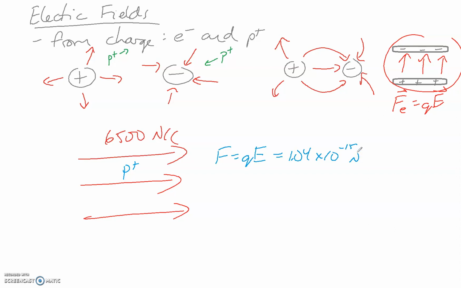Which doesn't seem like a lot, except since the mass is so small for a proton, when you extend this and find the acceleration, force divided by mass, you take that really, really small force, 1.04 times 10 to the negative 15, and divide it by the mass of the proton, 1.67 times 10 to the negative 27, you get an acceleration of around 6.3 times 10 to the 11 meters per second squared. So really, really massive accelerations.